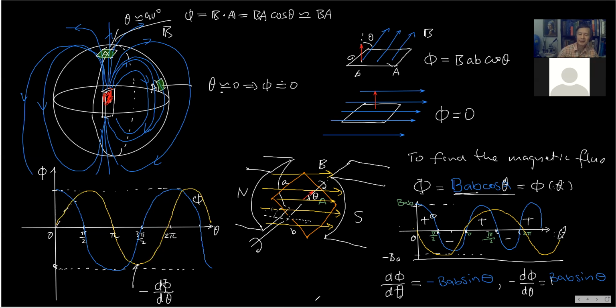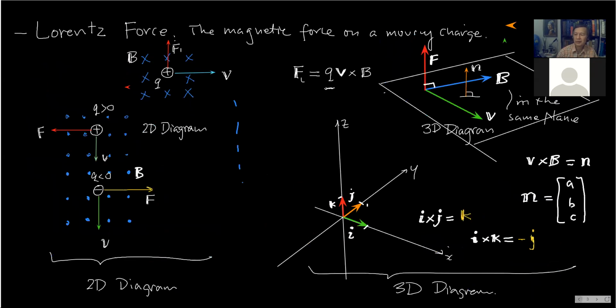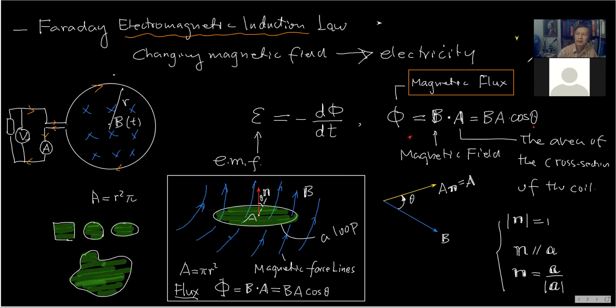So question, what is negative d phi d theta? No, it is epsilon. That is the induced voltage. Can you see? This is the induced voltage, which is actually Faraday's law. So today we actually go into the detail of Faraday's law. And you can see once you can work out this first derivative, starting from phi, then we can determine the induced voltage.